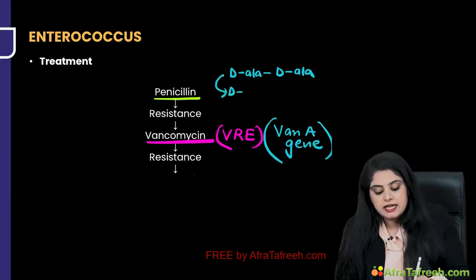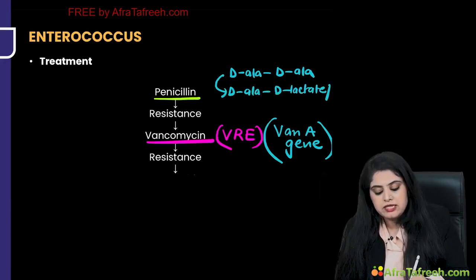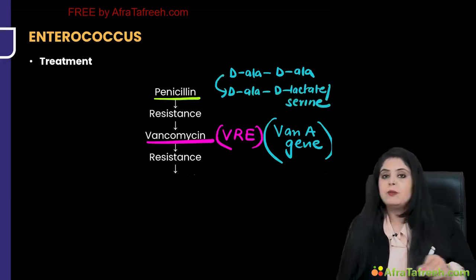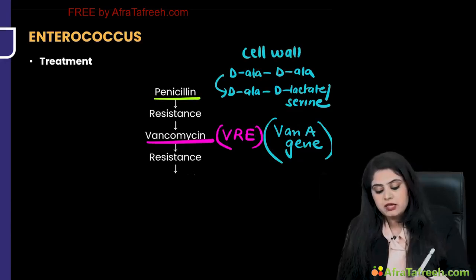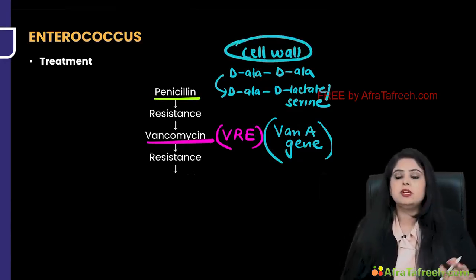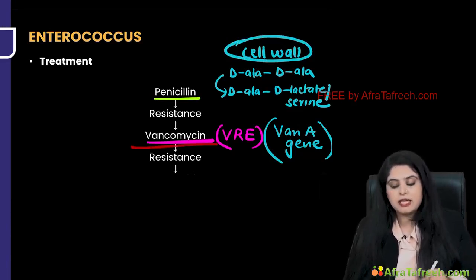That D-ala changes either to D-ala D-lactate or it can go into D-ala D-serine. So you will say, now ma'am, the structure of the cell wall has only changed. The cell wall is so smart. The bacteria has changed its name only. How will my vancomycin go and attack?